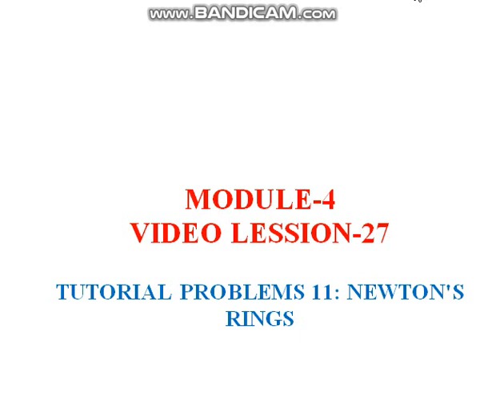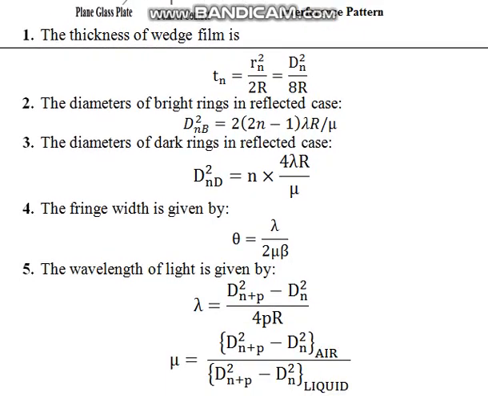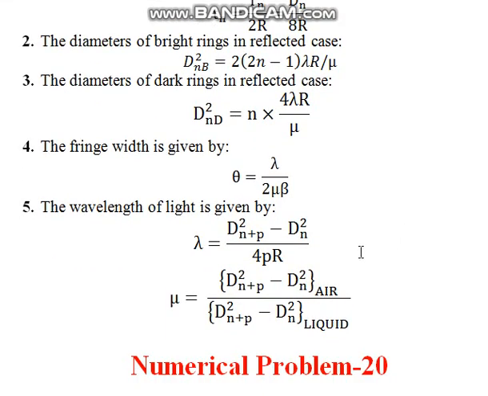Hello everyone. This is video lesson 27, and in this lesson we are going to solve some more tutorial problems related to Newton's ring. In this video lesson we are going to use the experimental formula for the determination of wavelength, which is lambda equal to D(n+p) square minus D(n) square over 4pR.